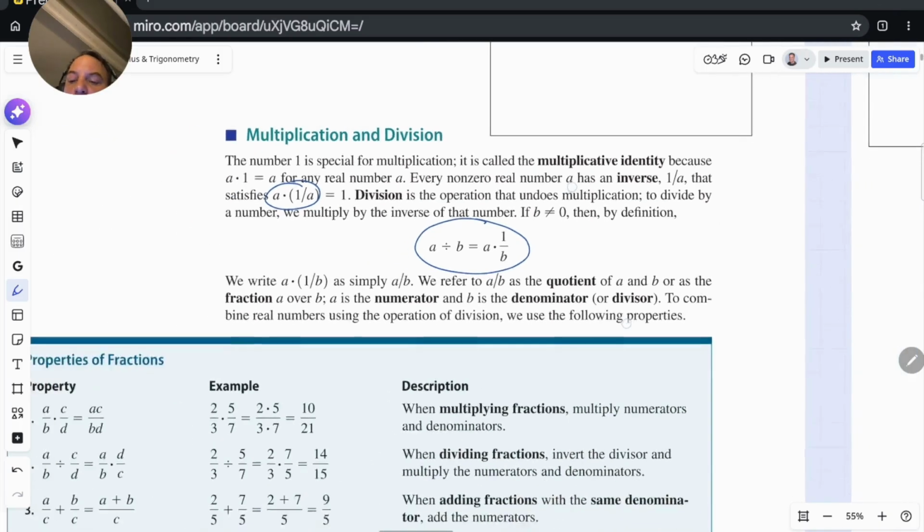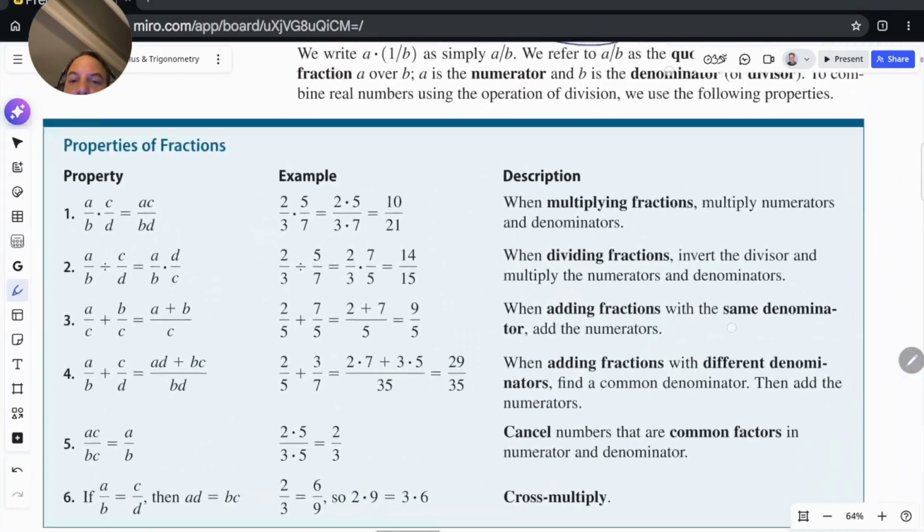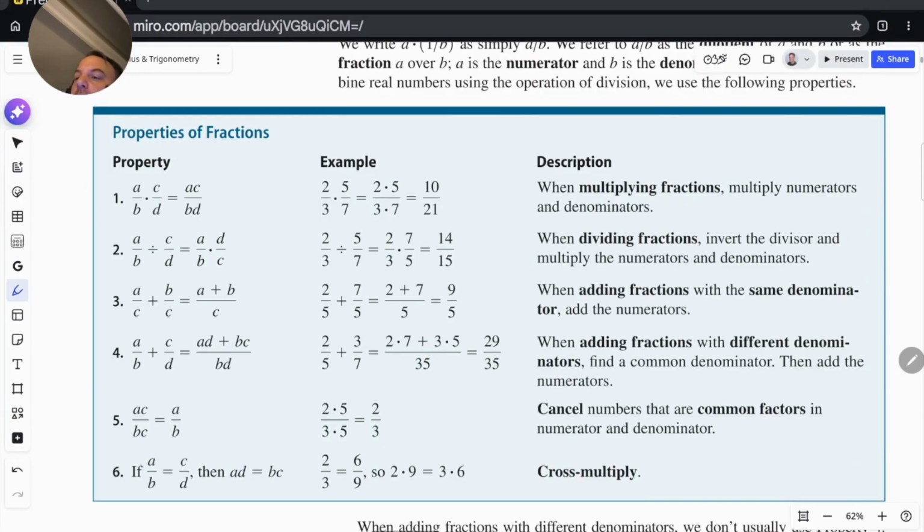And from there, we move on to properties of fractions. Let's zoom in on our visual. All right, we'll start with property 1. When multiplying fractions, multiply numerators and multiply denominators. We'll go over this quickly because this is probably something you are quite familiar with. Property number 2. When dividing fractions, invert the divisor and multiply. Here's our example. Flip it. That's the reciprocal, right? Flip it, then multiply.